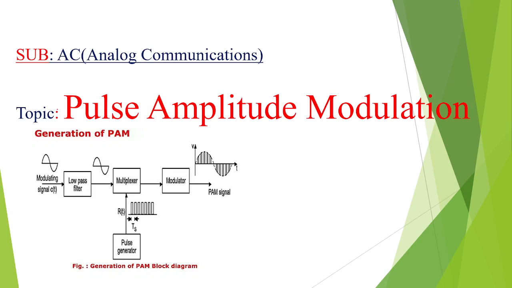I'm going to explain pulse amplitude modulation. Modulation means that the amplitude of the carrier is varied according to the message signal.